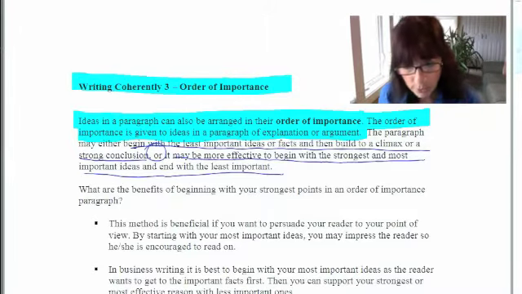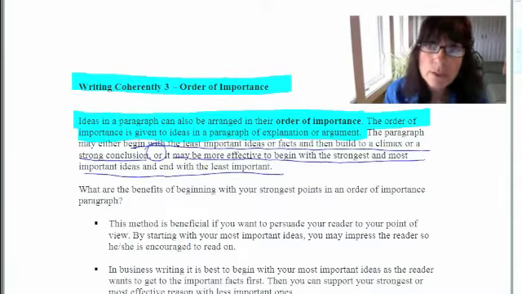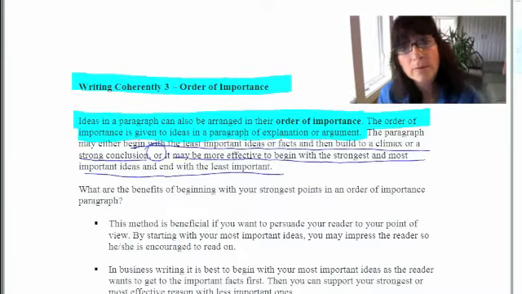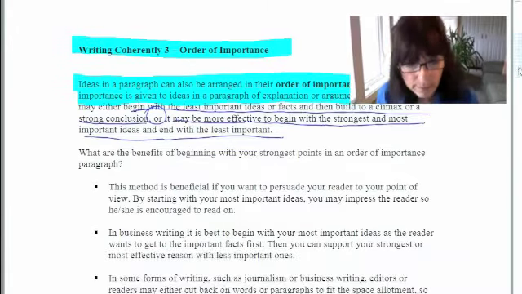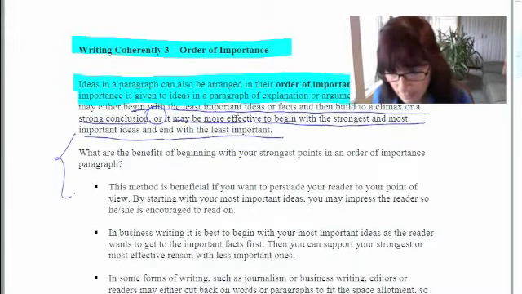Do you want to start with the most important ideas and end with the least important? Or do you want to start with the least important ideas and then end with your most important? So let's read on to understand which method would be better for your type of writing.